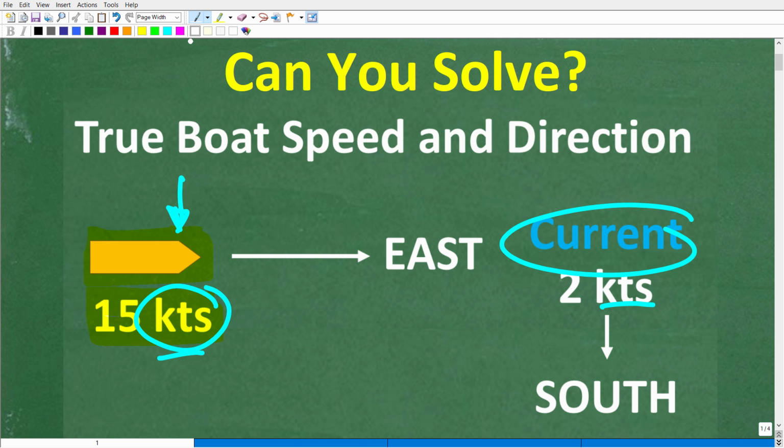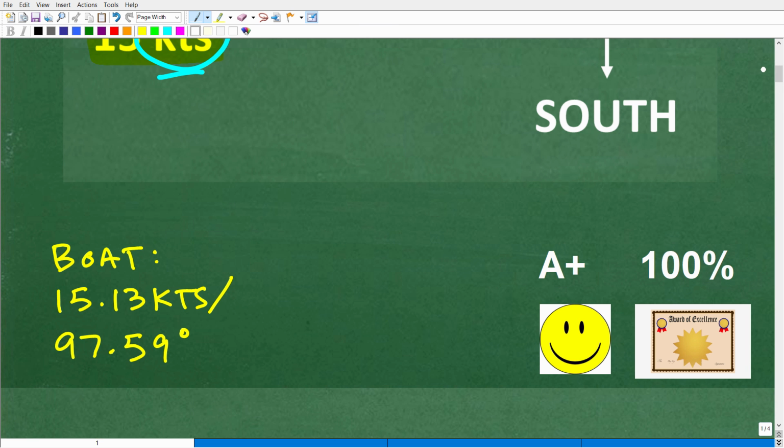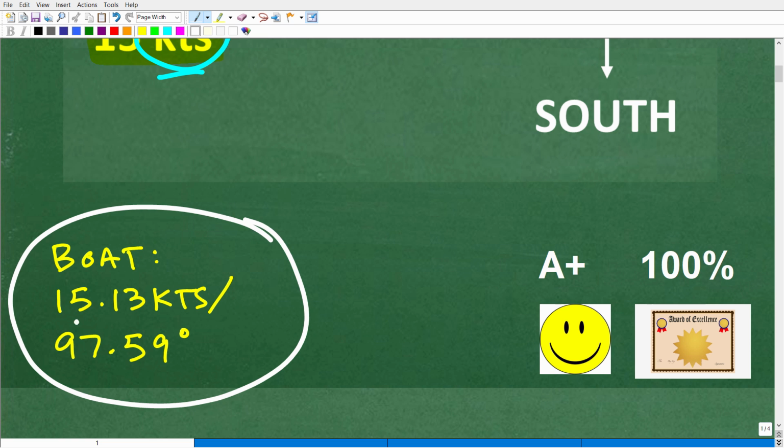All right, so let's take a look at the correct answer. The correct answer to this problem is the following. The boat is going about 15.13 knots with the current, and its true direction, excuse me, is about 97.59 degrees.